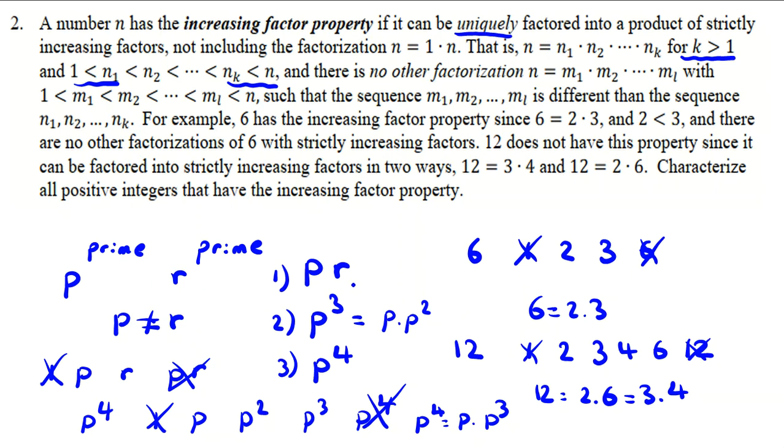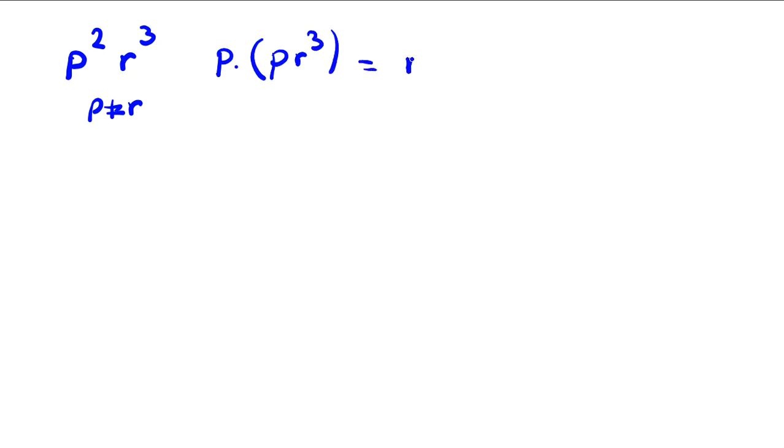Any other number except these numbers doesn't have the increasing factor property. Let me explain with some examples. If you have P squared R cubed and P is not equal to R, then it can be equal to P times P, R cubed, equals R, P squared, R squared.